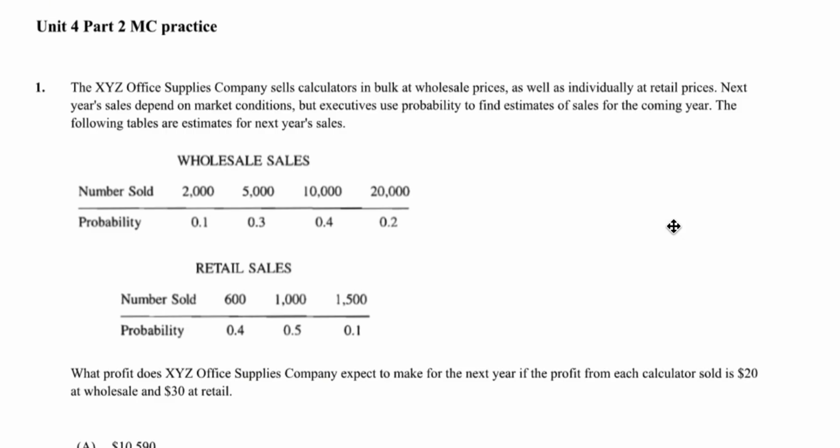The XYZ office supplies company sells calculators in bulk at wholesale prices, as well as individually at retail prices. Next year's sales depend on market conditions, but executives use probability to find estimates of sales for the coming year. The following tables are estimates for next year's sales. So those are the two tables. What profit does XYZ Office Supplies Company expect to make for the next year if the profit from each calculator sold is $20 at wholesale and $30 at retail?